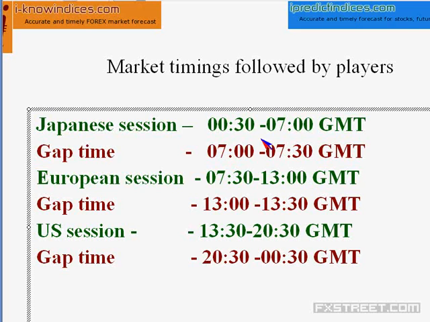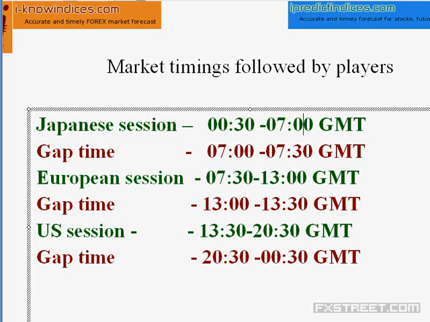So there is a change from today. 0030 to 7 GMT is the Japanese session. Then 7 to 7:30 GMT is the gap time. Then 7:30 to 13 GMT is the European session. 13 to 13:30 is the gap time. 13:30 to 20:30 is, as usual, the US session. Then 20:30 to 0030 of the next day is the gap time before the start of the Japanese session.